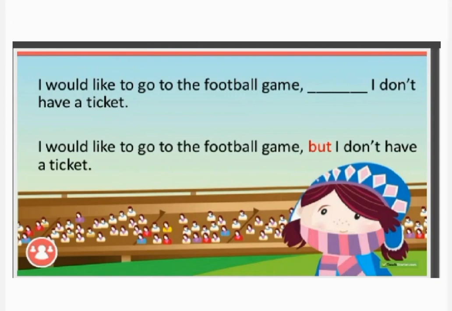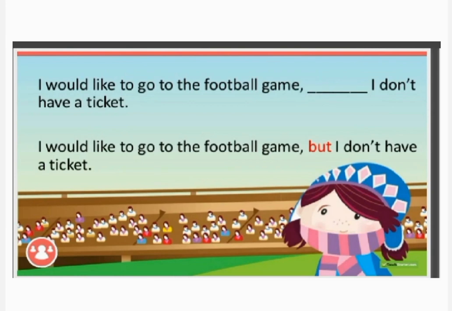Let us take one more example. I would like to go to the football game, but I don't have a ticket. Now in this sentence, I would like to go to the football game. It is a simple sentence, that means an independent clause. I don't have a ticket. It is also an independent clause, and these two independent clauses are joined by the coordinating conjunction but, so it is also a compound sentence. And in this sentence you can note that before the coordinating conjunction we use a comma.